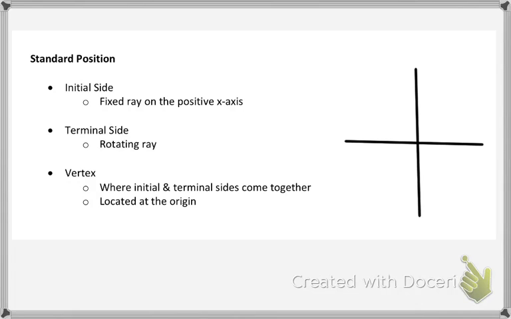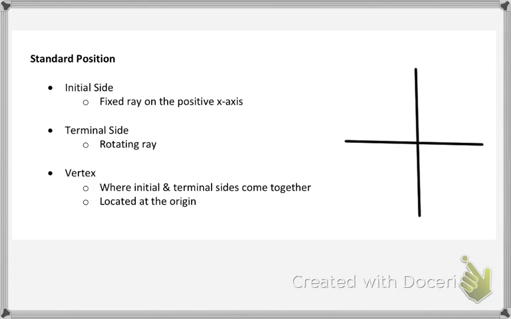The first thing we'll look at in this section is our angles. We're going to start with an angle that is in standard position. There are 3 parts to an angle. That is the initial side, the terminal side, and the vertex. When I talk about the initial side, I'm talking about the fixed ray that is located on the positive x-axis.